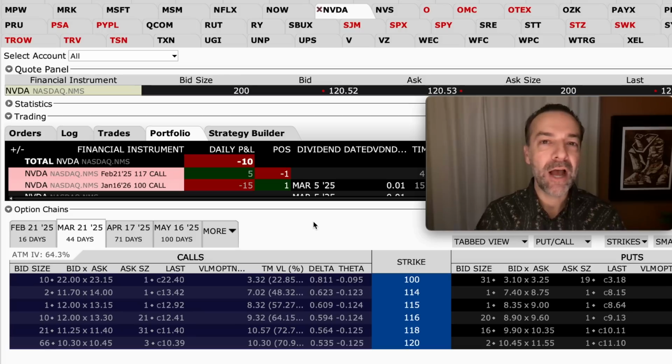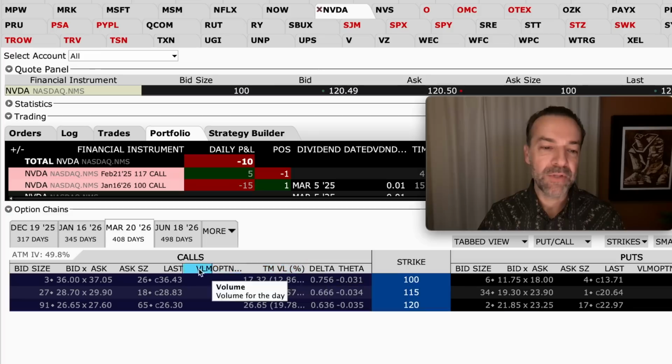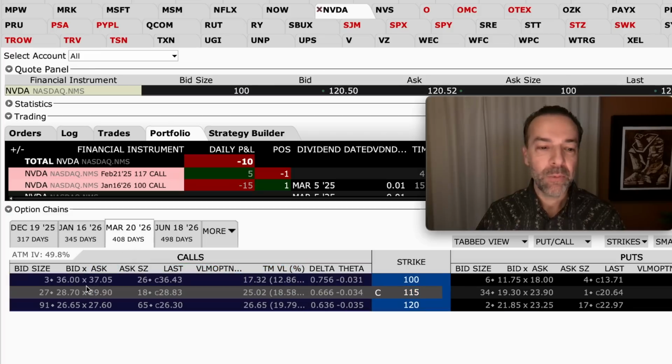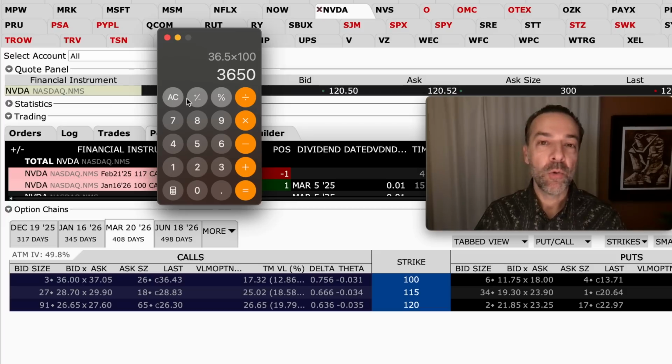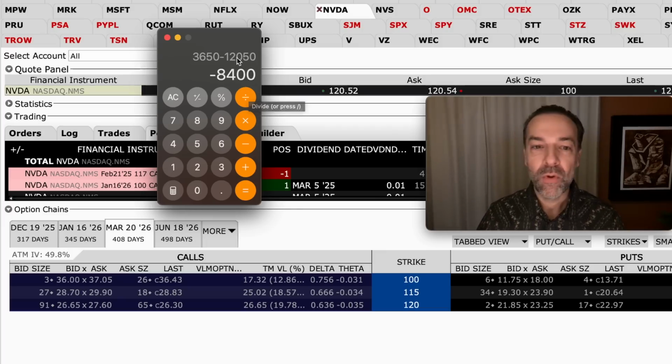One thing I like about LEAPS options is that they let you control stock for a lot less money than if you bought the stock outright. Here you see we're controlling that same NVIDIA stock. If we bought that $100 call option that expires in 408 days from now, it would only cost us about $36.50 per share. Or for each call option contract, which represents controlling 100 shares, it costs us about $3,650. How much would that save us compared to buying 100 shares of stock? Well, if we bought 100 shares of stock, it costs us about $12,050. So we're saving $8,400 and we're controlling that same 100 shares of NVIDIA stock.